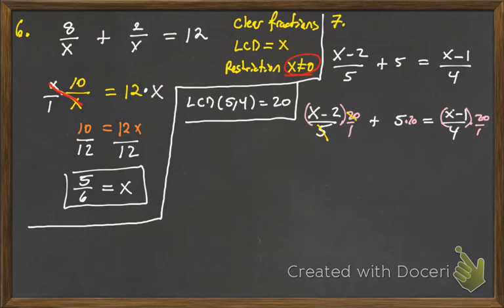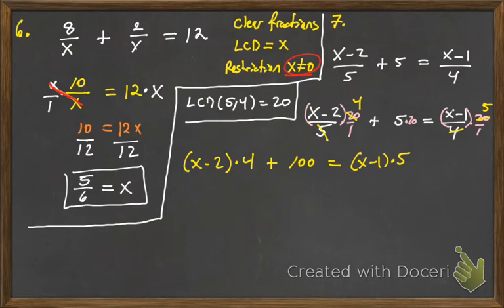5 goes into 20 4 times. So we have x minus 2 quantity times 4, plus 5 times 20 is 100, equals 4 goes into 20 5 times, x minus 1 times 5. Once you get the fractions cleared, it's usually not too bad of a problem.